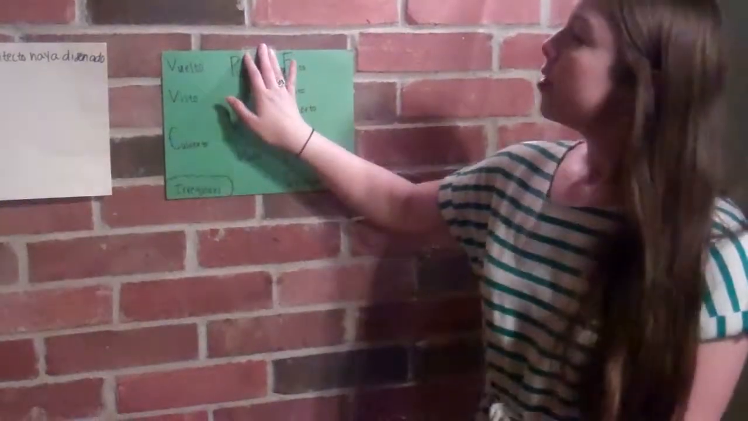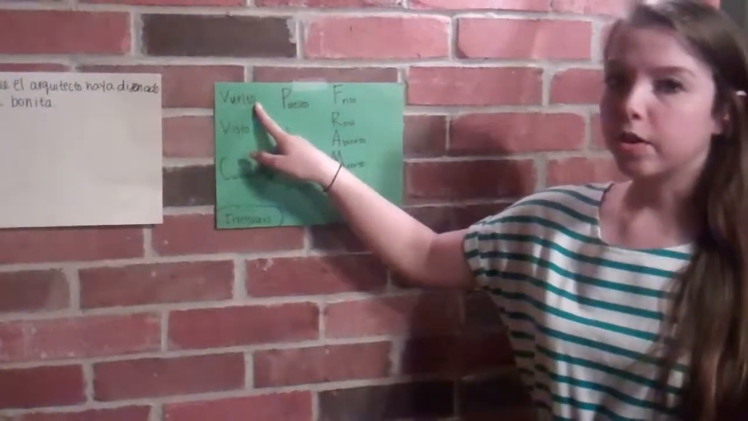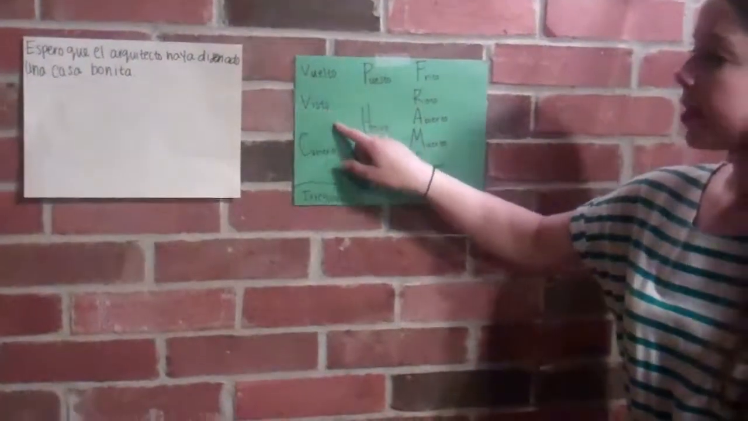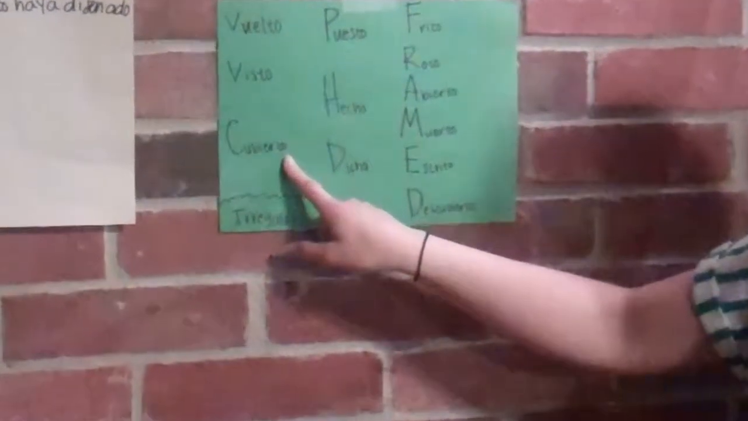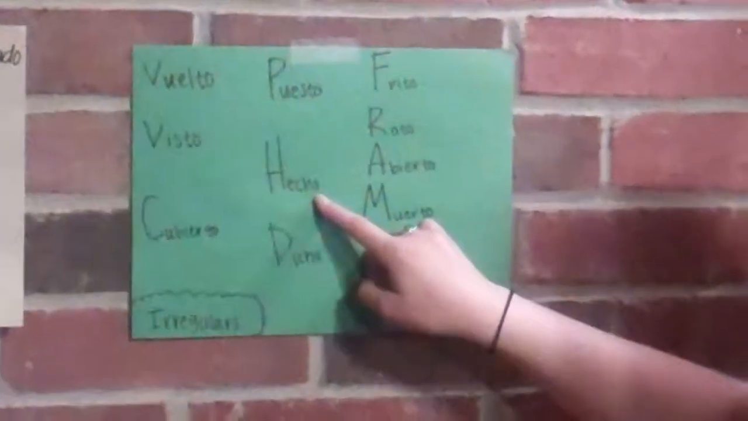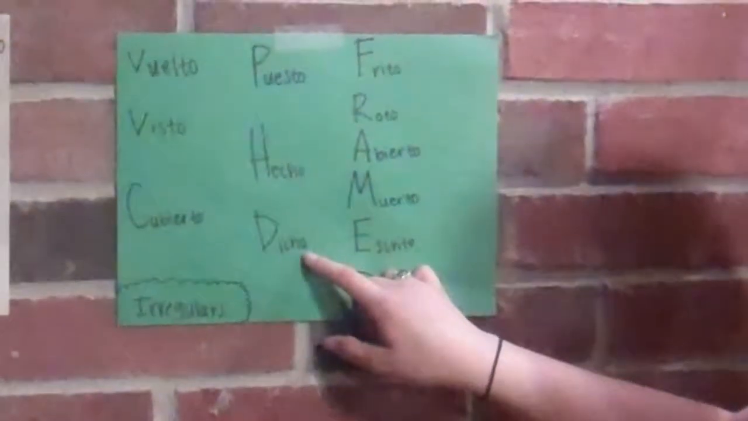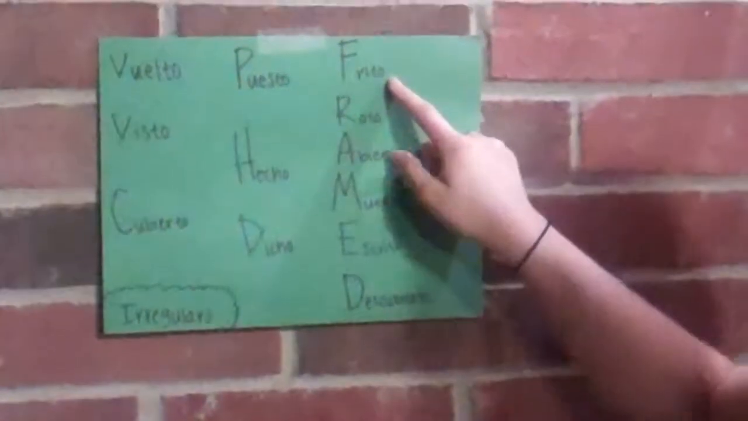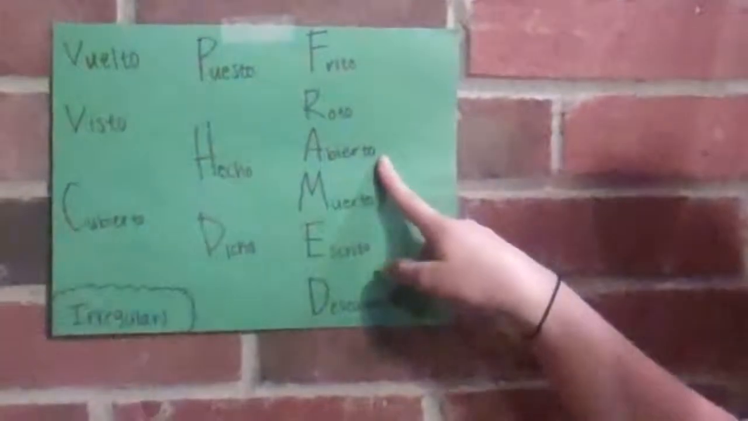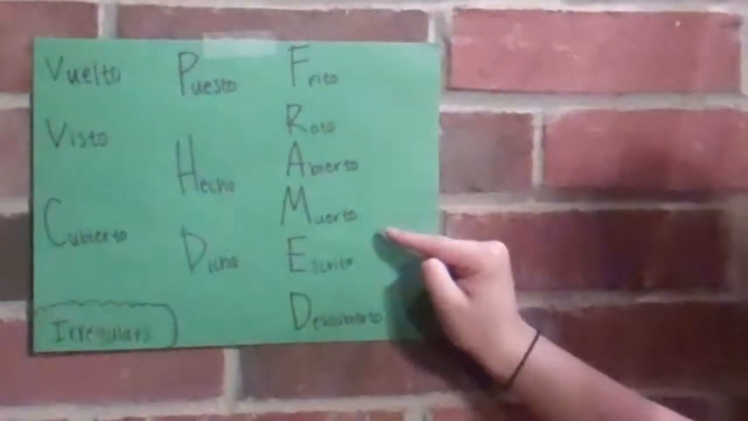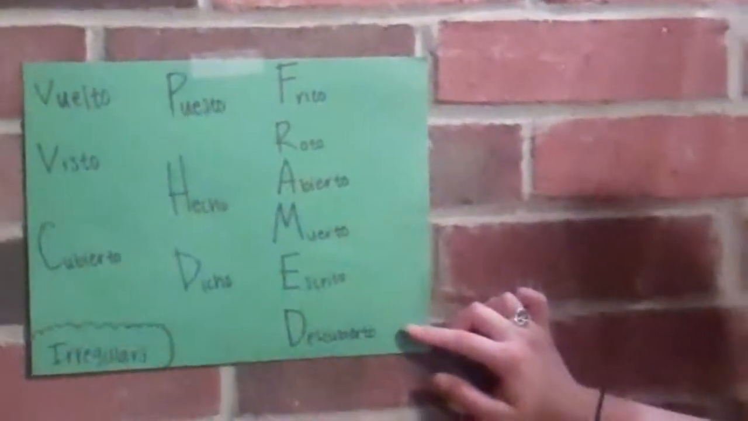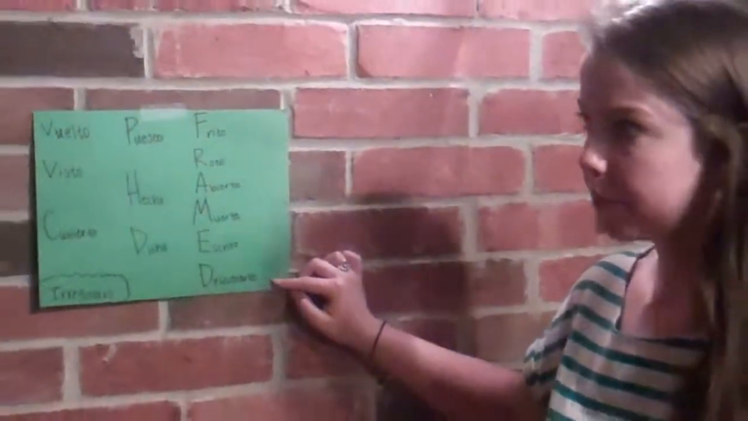And so the first V is vuelto for volver, and visto for ver, cubierto for cubrir, puesto for poner, hecho for hacer, dicho for decir, frito for fritar, roto for rotar, abierto for abrir, muerto for morir, escrito for escribir, and descubierto for descubrir.